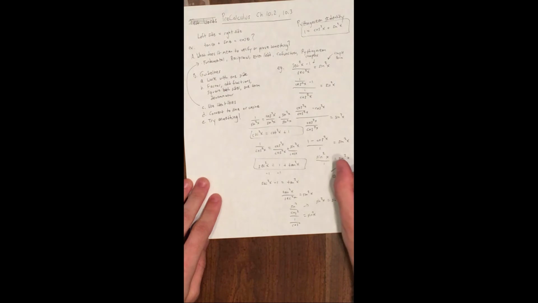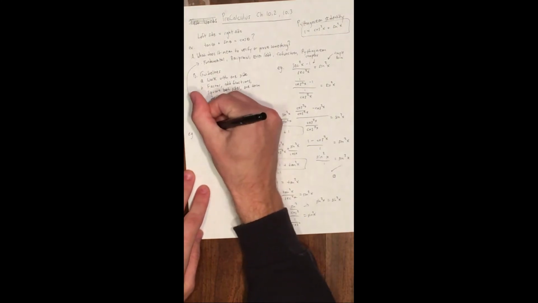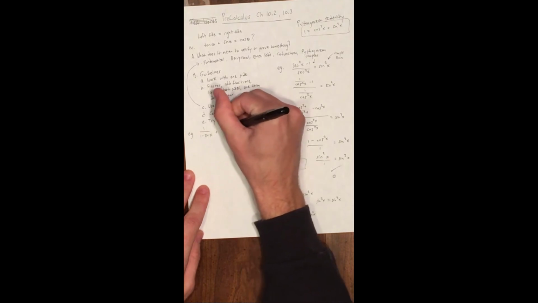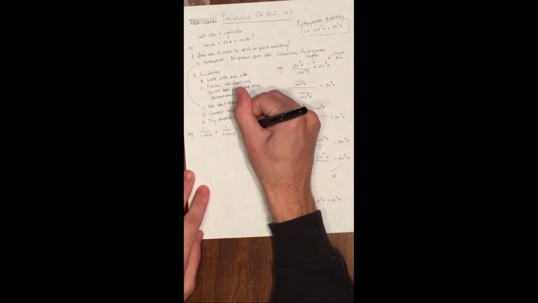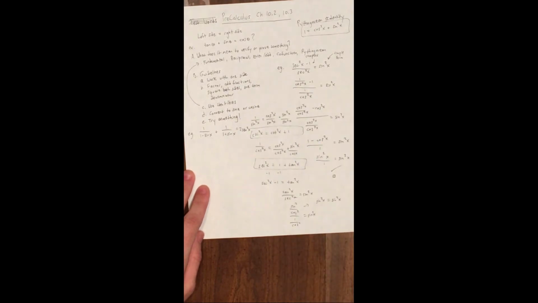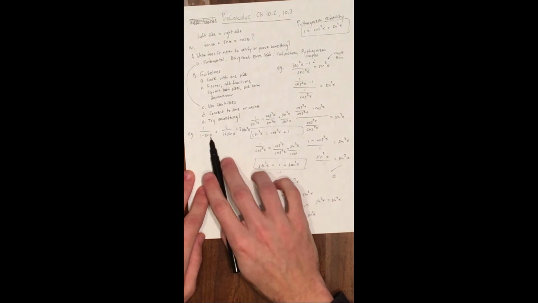Let's look at the next one. We have 1 over 1 minus sine of x plus 1 over 1 plus sine of x equals 2 secant squared of x. So this problem has 2 fractions on the left side that don't have the same denominator, and I'm trying to equal it to 2 secant squared of x.